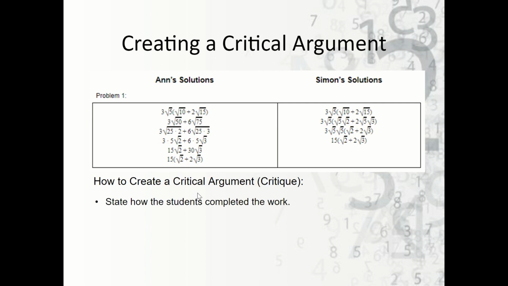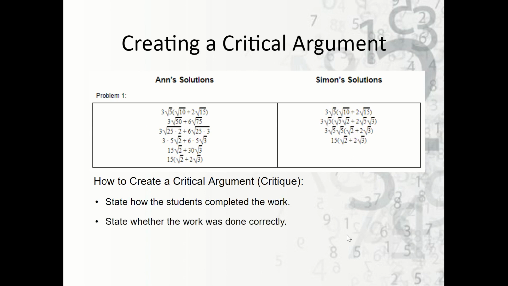First thing we need to do is state how they did it. In this case, Anne just multiplied everything out, FOILed it, and then simplified. Simon, on the other hand, used grouping and difference of squares and things like that to be able to get there. So that would be his solution.